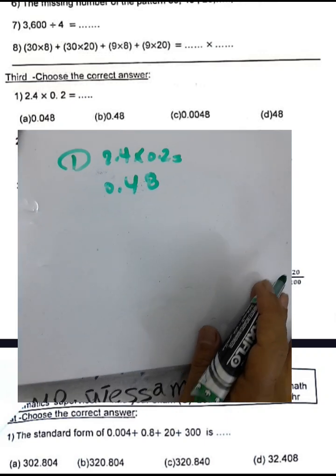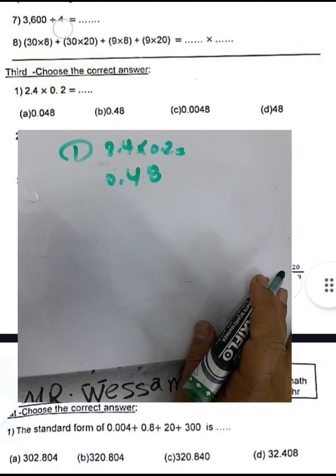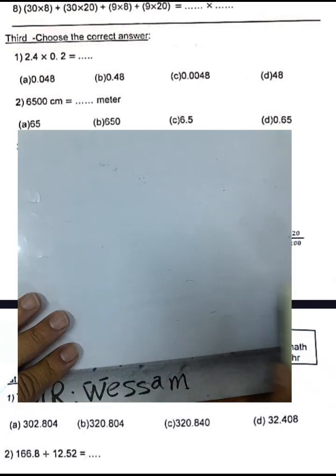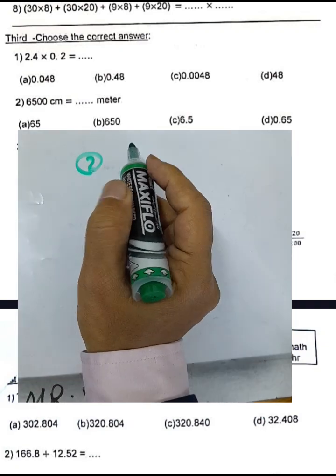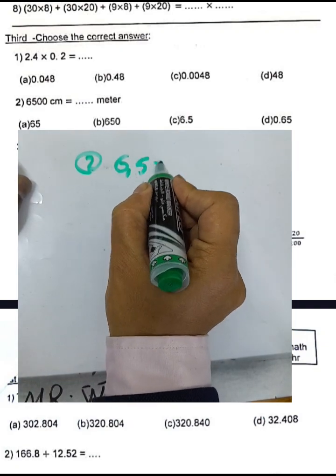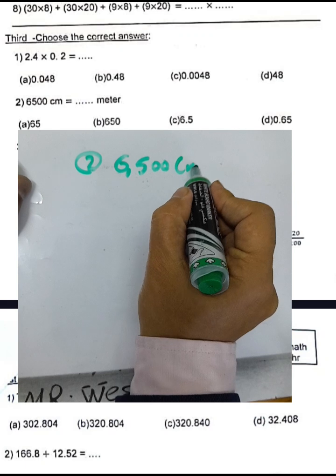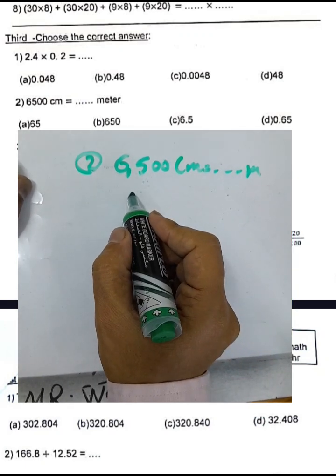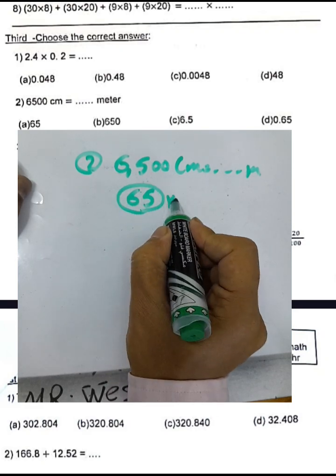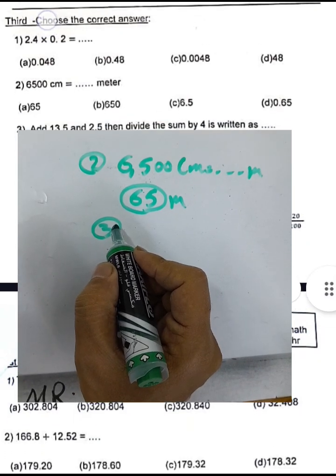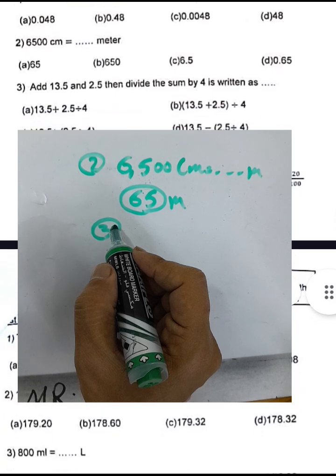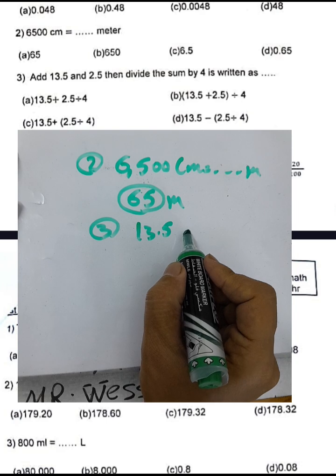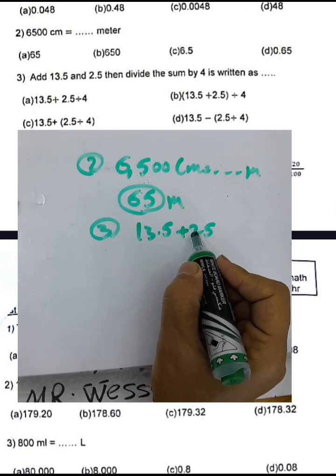Okay, question number 2. Convert from centimeter to meter. We have 6,500 centimeter to meter. You must divide it by 100. This will be 65 meter. Question 3. Add 13.5 and 2.5, then divide the sum by 4.